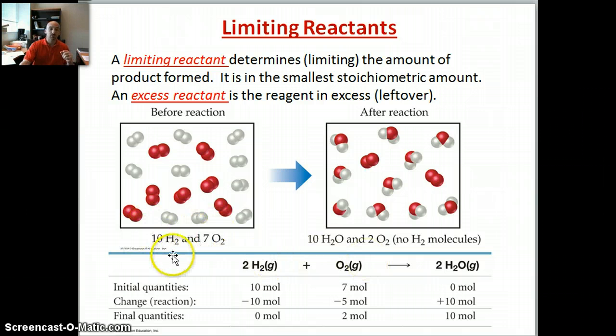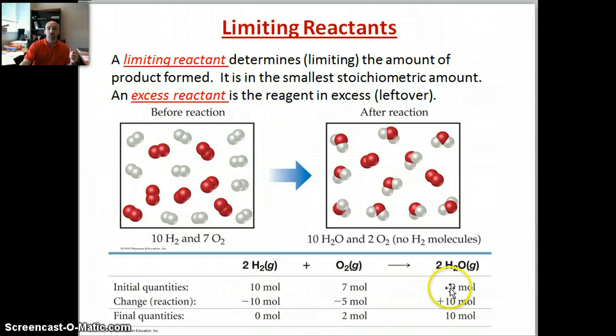So if we look at what we're starting with, 10 pieces of hydrogen gas, so 10 moles of hydrogen gas, and 7 moles of oxygen gas. We need 2 of these for every 1 of these. And if we look at after the reaction is complete, you end up forming 10 moles or molecules of water, and you have 2 moles or molecules of oxygen gas left over.